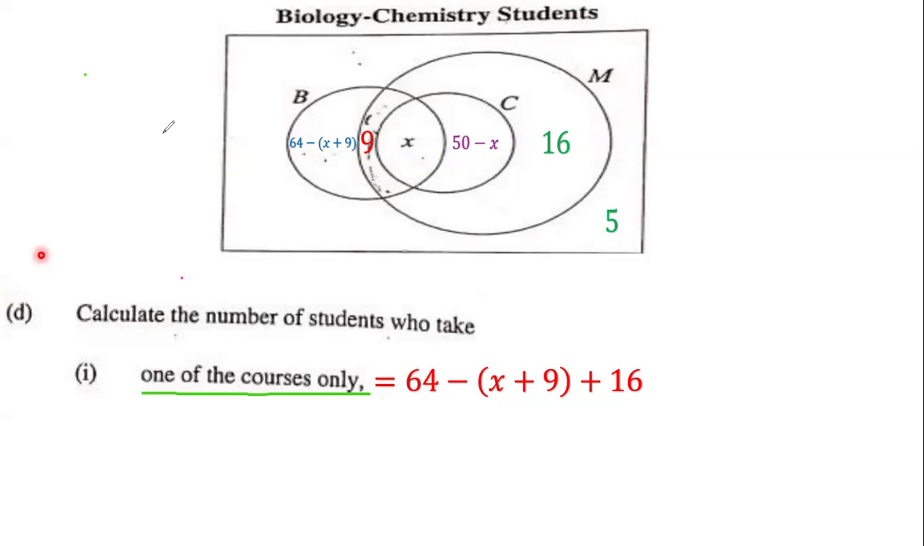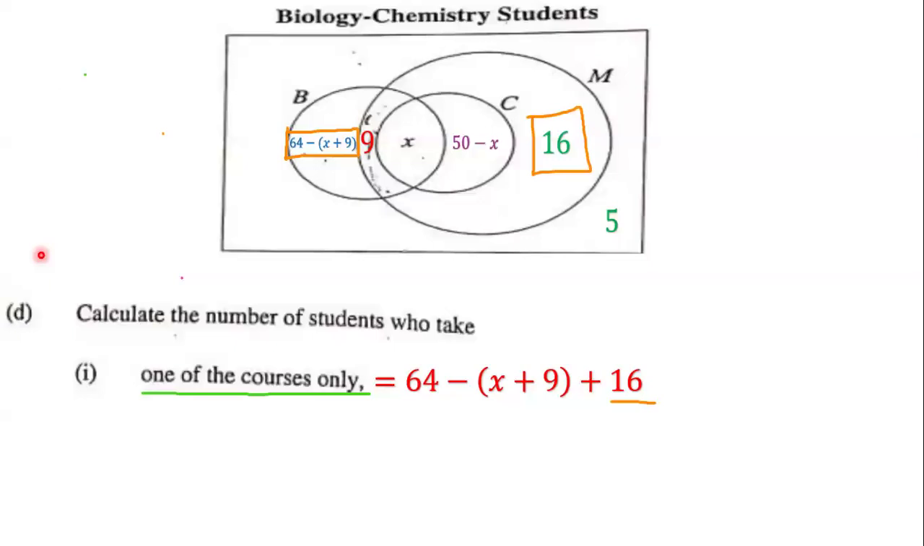All right, so one of the courses only would be biology only, and biology only would be 64 minus x plus 9, and then you have math only, right? And math only is 16. Now you cannot include chemistry, because if the student takes chemistry, they have to take math, so that wouldn't be only one course. So we only have biology only and mathematics only.